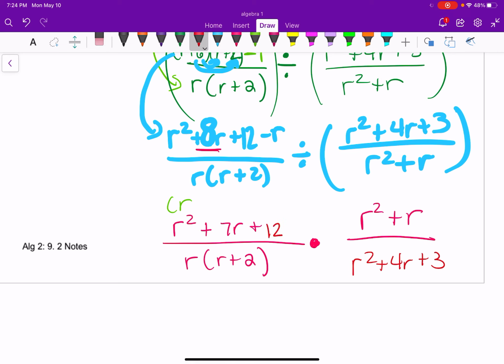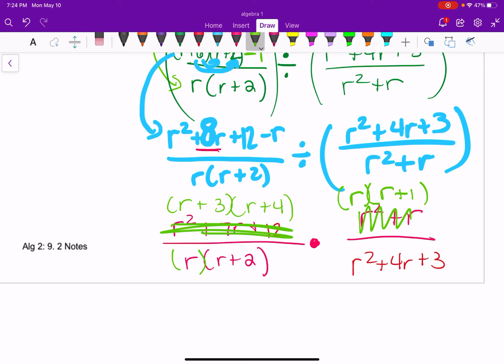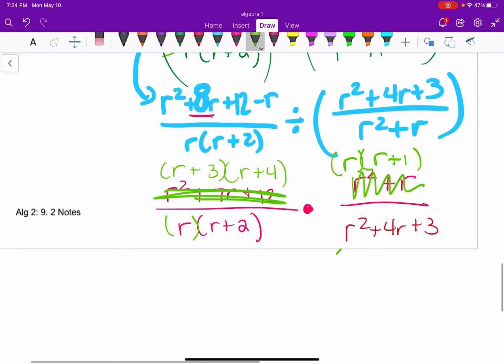Okay, so now it factors: r plus 3, r plus 4. I knew I did something wrong because it didn't factor, and we make these factor. So that goes away. This one's already factored into chunks. I just need to put a parenthesis around the r. On the numerator of the second one, I can factor out a common factor of r, leaving me with an r plus 1. And over here, I can factor this into r plus 3, r plus 1. You can see it's really helpful if you can factor quickly.